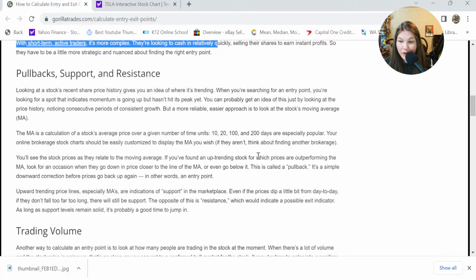If you found an uptrending stock for which prices are outperforming the MA, look for an occasion when they go down in price closer to the line of the MA or even go below it. This is called a pullback. It's a simple downward correction before prices go back up again. In other words, an entry point.